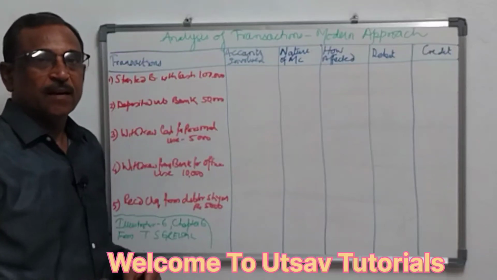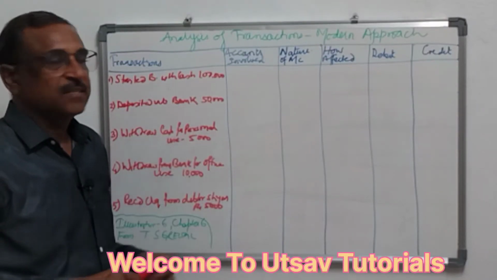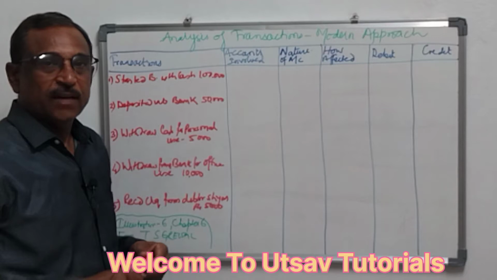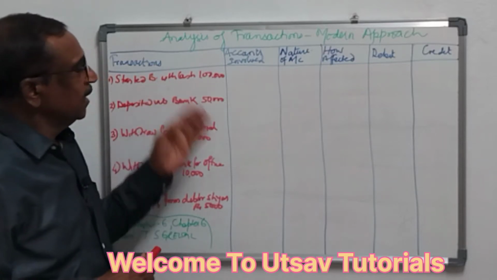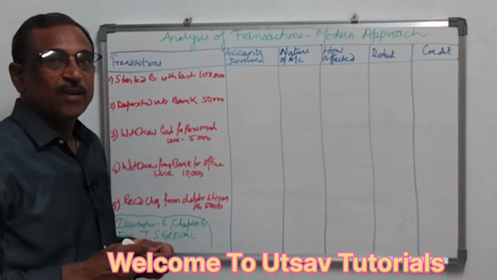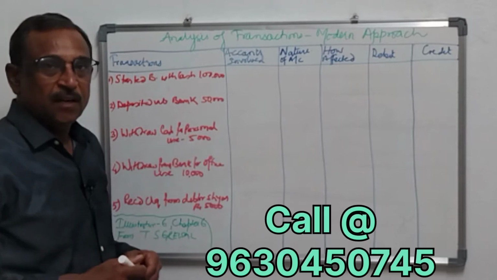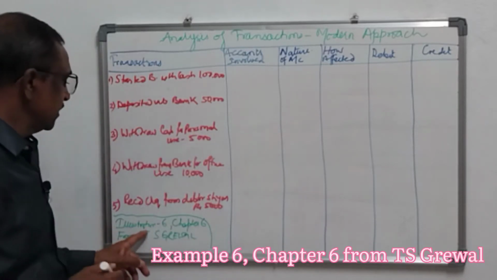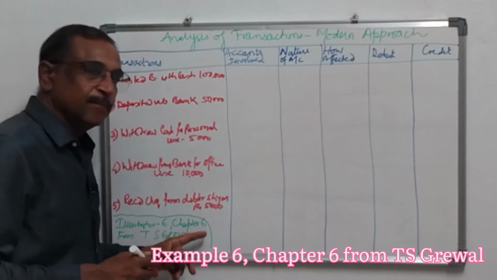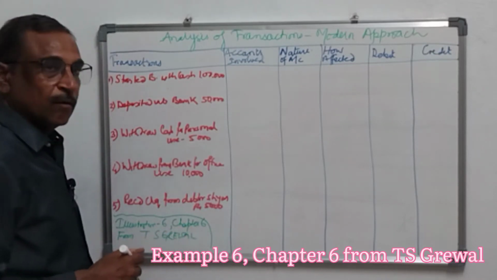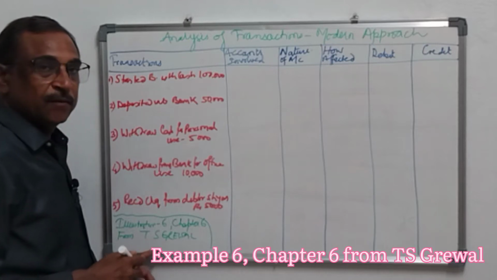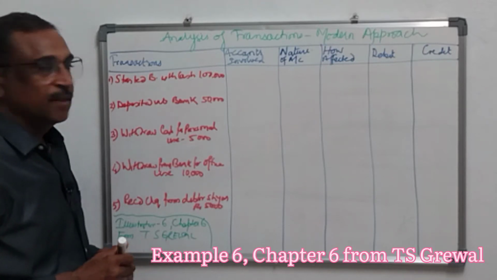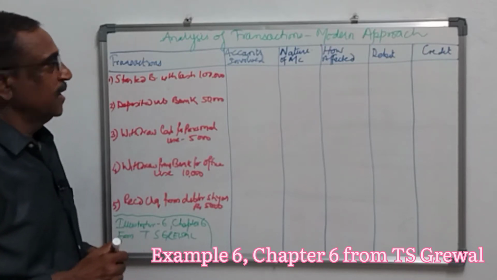Friends, welcome back after the break. In the first half, we studied one solution with the help of the modern approach, how we have to do it. Now, we will take up another illustration, and this is illustration number 6 from chapter number 6 from the book of T.S. Grewal. Okay, so let's begin.